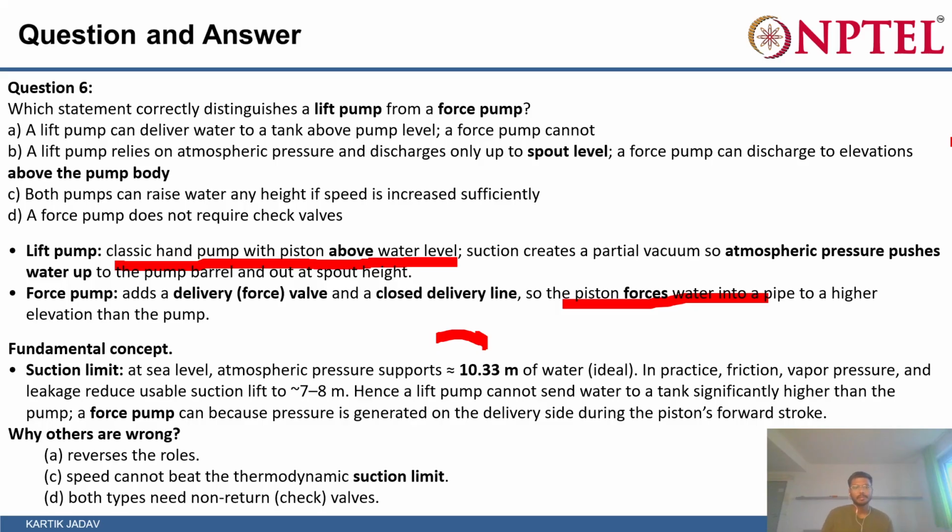So the option saying a lift pump can deliver water to a tank above pump level, and a force pump can, is wrong. A lift pump relies on atmospheric pressure and discharges only up to spout level, while a force pump can discharge at an elevation above the pump body. So the correct option is option B.